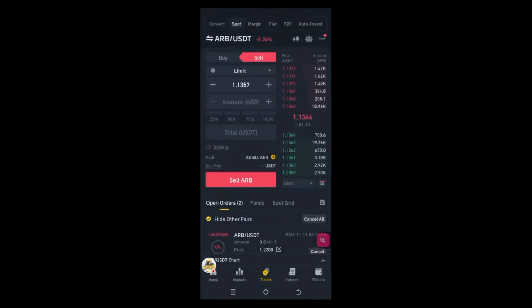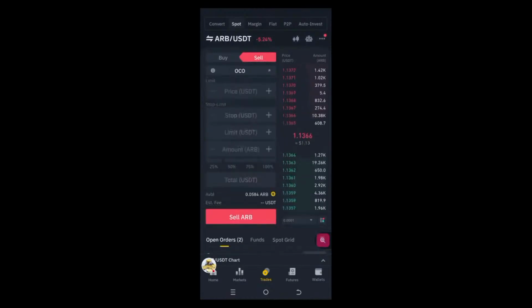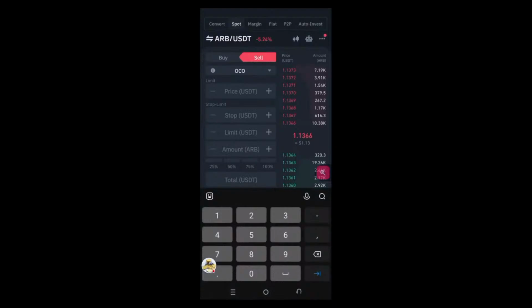Now, on the other hand, with OCO, let me show you. With OCO, you have to set your take profit. That's the amount you want to get. You put that amount here, the price you want. If that was supposed to be 1.22, I put that. That's the price I want to get it at.